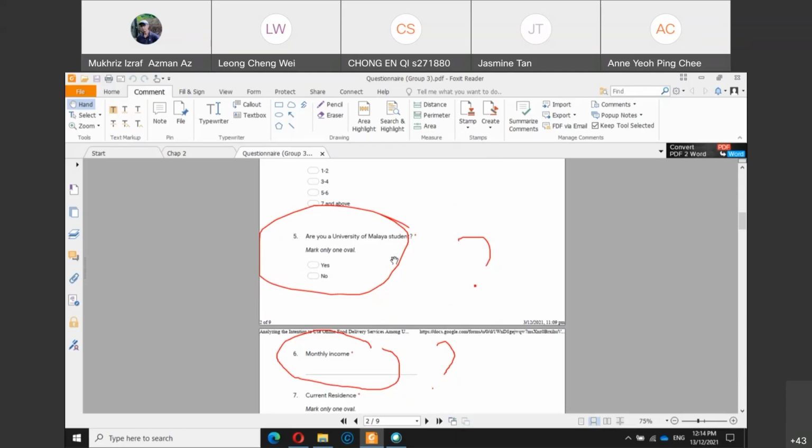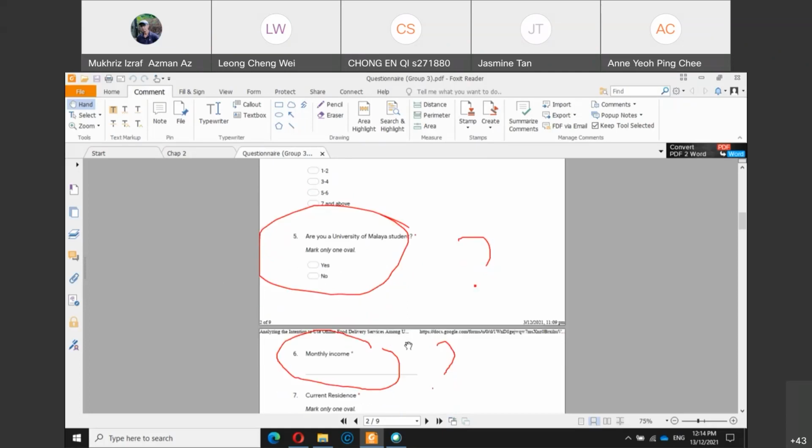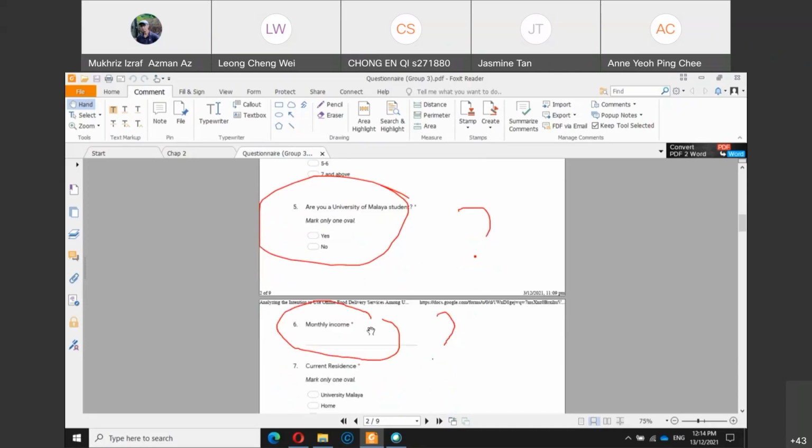Okay, and then this question, are you a Universiti Malaya student? Yes, no. If the student says no, then they cannot answer this question, is it? Monthly income. Students don't have income. Same as the previous group, you cannot put monthly income among students. Income is when you are already employed, then you can ask what the income is. If you only rely on pocket money from PTPTN or JPA or any other scholarship, that is not your income.